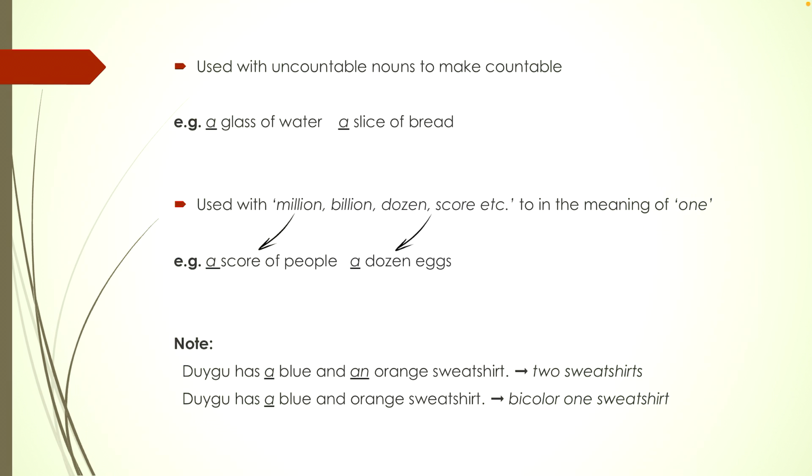Another important thing about indefinite articles is their use in sentences. Let's look at the examples. Duygu has a blue and an orange sweatshirt. In the first example, the subject is talking about two sweatshirts, each with one color. But in the second sentence, Duygu has a blue and orange sweatshirt. The subject is talking about one sweatshirt, which has two colors. In the two sentences, indefinite articles are used in two different ways and each implies a different meaning.